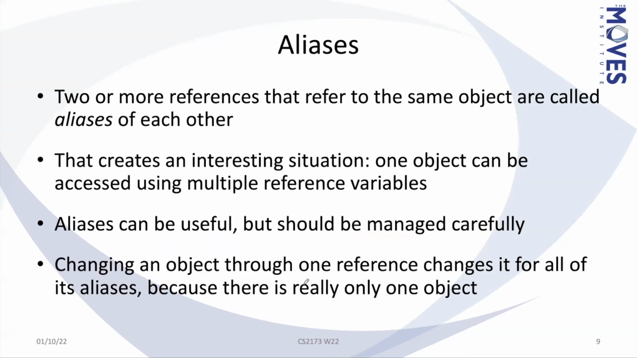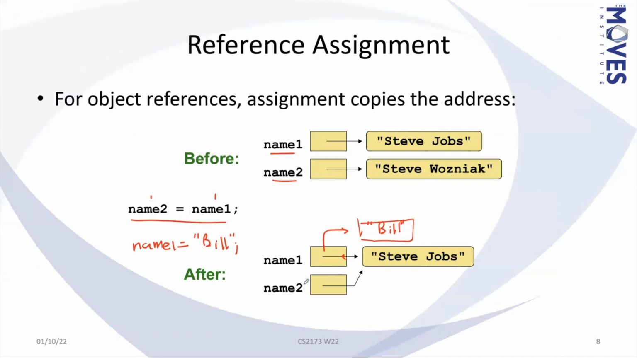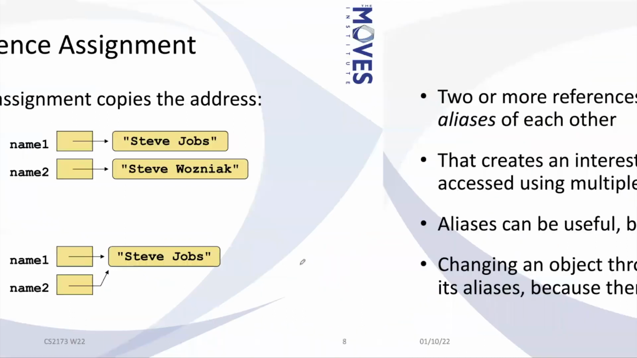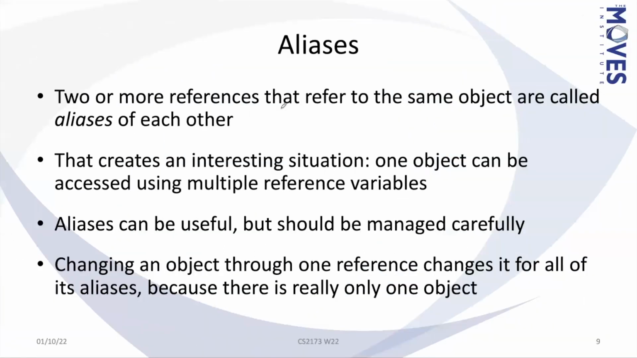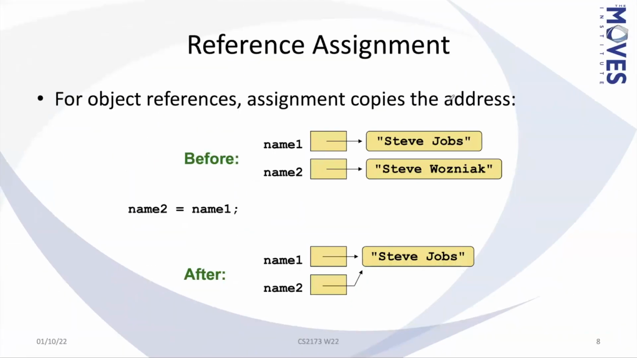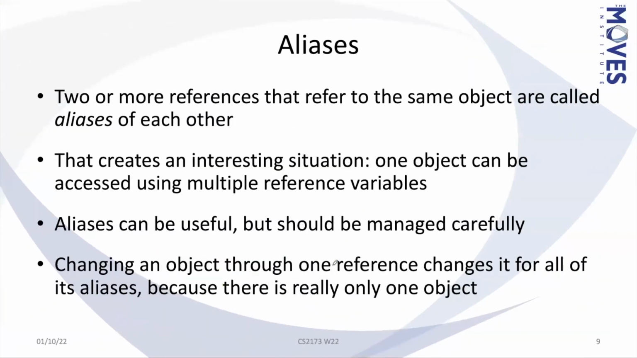Okay, in this particular case, by the time we get here, name1 and name2 are aliases of each other because they refer to the same object. So in other words, there's still only one object here, and both of these variables refer to it.